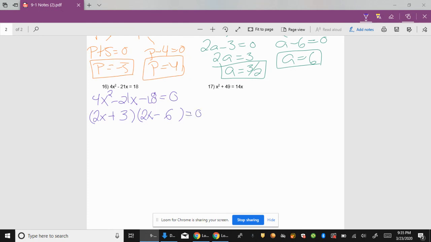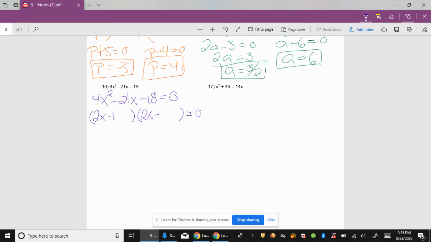So let's try it. If I multiply this out, 4x squared minus 12x plus 6x minus 18. See, negative 12 plus 6 is negative 6. That is not negative 21. So I do not have the right numbers. Switching the 6 and 3 isn't going to do me any good here since both of these begin with 2's. So I can try maybe 9 and 2.